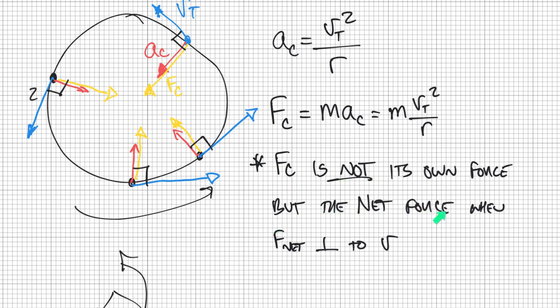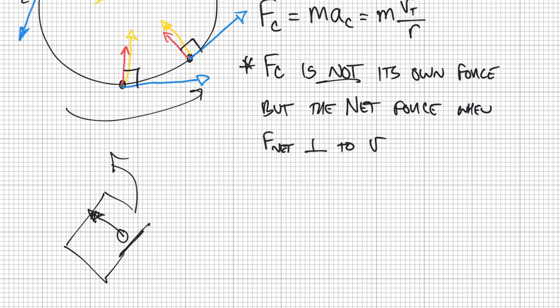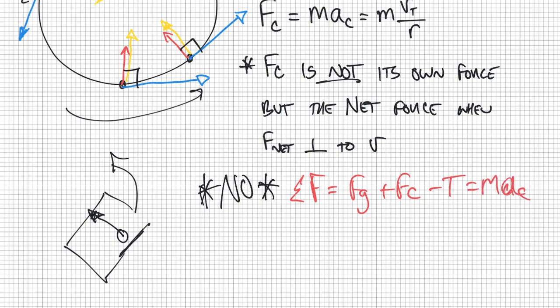And we made a note, and we'll do some practice with this, that F_c is not its own force, but instead it's the net force when the net force is perpendicular to the velocity. And we simply said that you will never see it written as the sum of the forces equals force of gravity plus F_c minus tension equals m a_c. Okay, that's not how it's written. This is the mistake. F_c is never its individual force. It's not its own force, but instead it's the net force that results when the net force is perpendicular to the velocity.